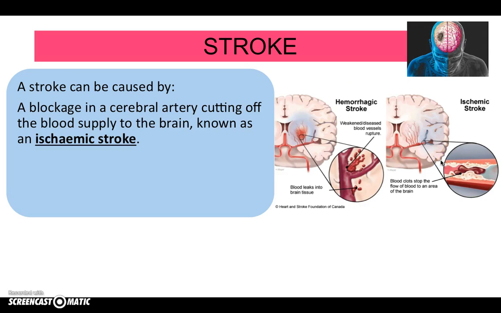Stroke, okay. A stroke can be caused by a blockage in a cerebral artery cutting off blood supply to the brain. Don't worry too much about this term cerebral artery. All you need to know is a blockage cutting blood supply to the brain. So when you get a stroke due to a lack of blood supply to the brain, it's known as an ischemic stroke, okay? And that is what you need to know with regards to stroke.